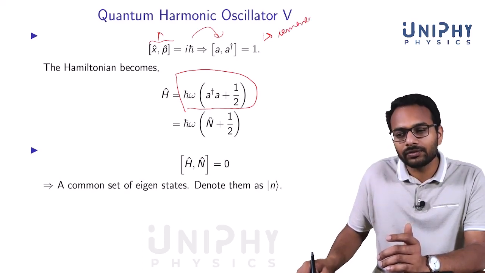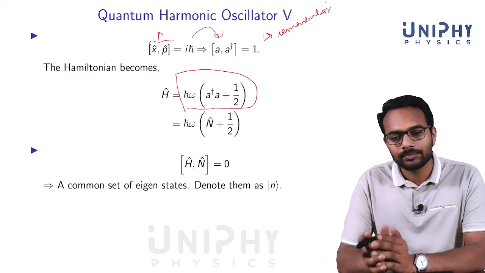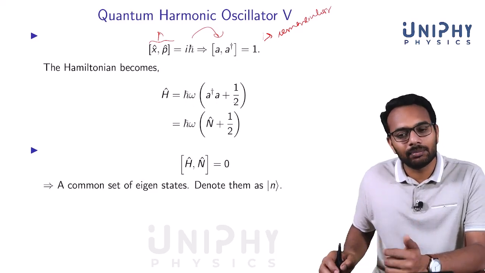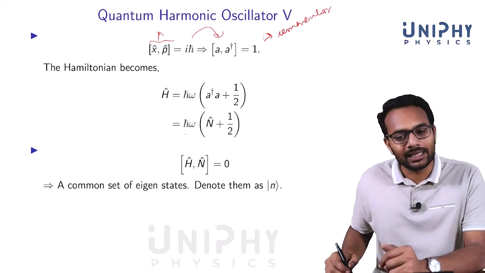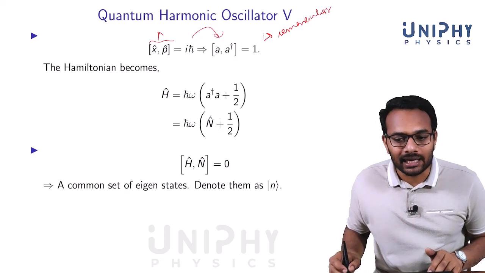Most of the things that I am going to say in this session you have to memorize. So the Hamiltonian becomes h cross omega times a dagger a plus half. Now this a dagger a has a nice form. We'll simply write it as a new operator n cap. So h cross omega times n cap plus half. And what about this n cap?